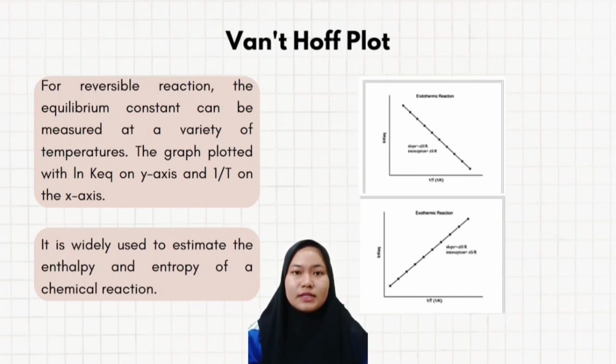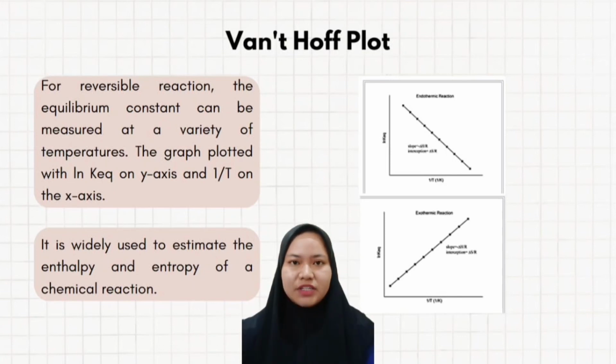As you can see from the slide, there are two types of graph plotted, which are the graph of an endothermic reaction and also an exothermic reaction. For an endothermic reaction, heat is absorbed, making the net enthalpy change positive. According to the definition, the slope is equal to negative delta H over R. When the reaction is endothermic, delta H is greater than 0, so the slope value is lower than 0. Thus, the Van Hoff plot for an endothermic reaction always has a negative slope.